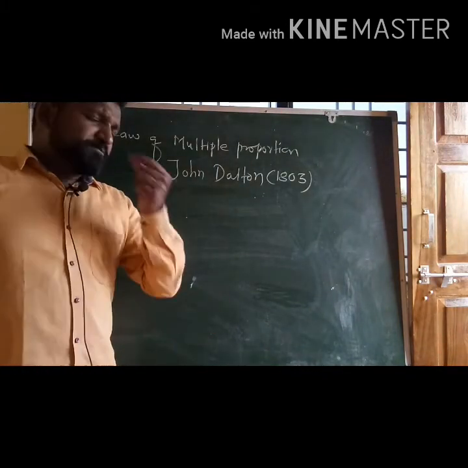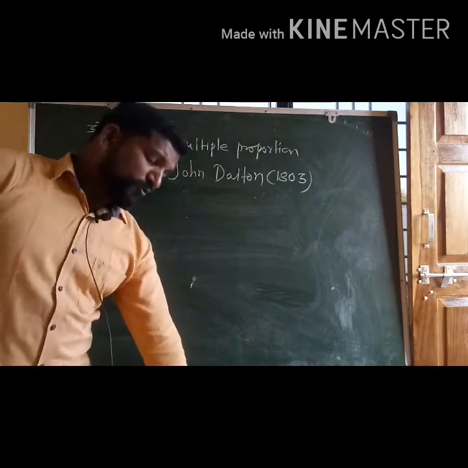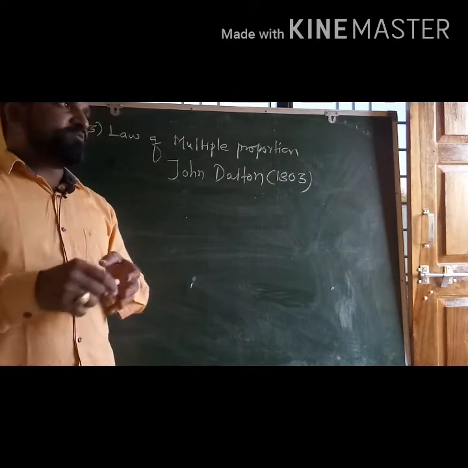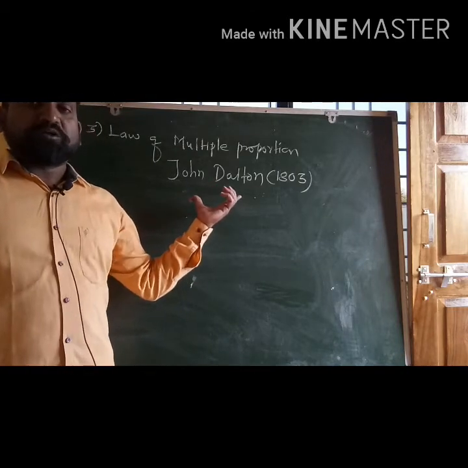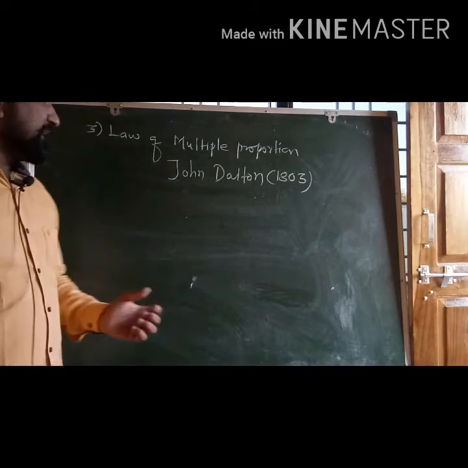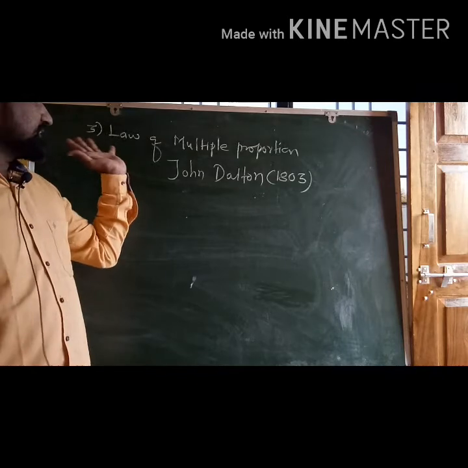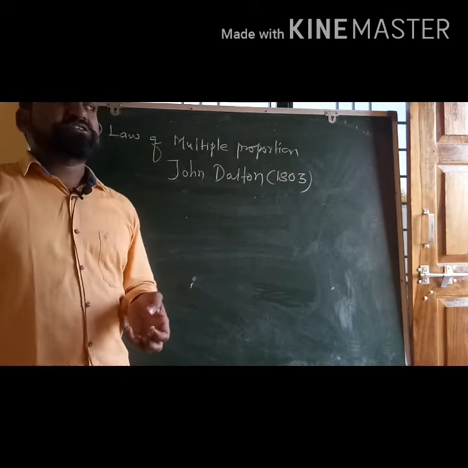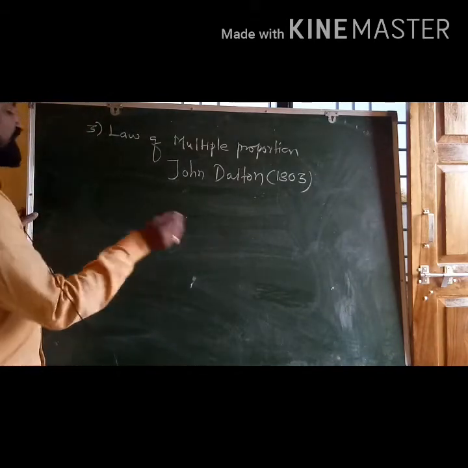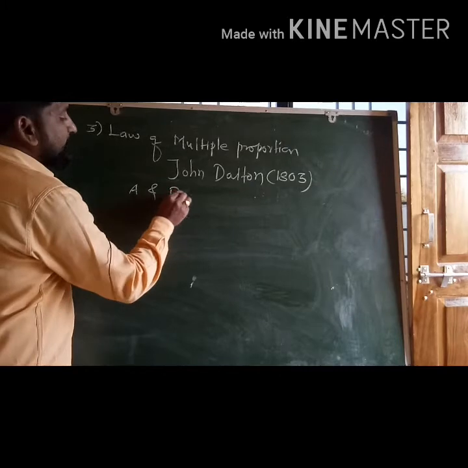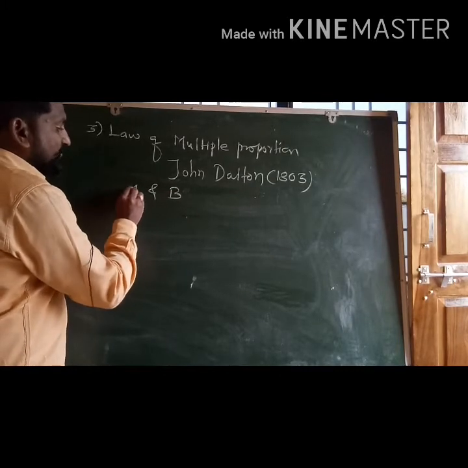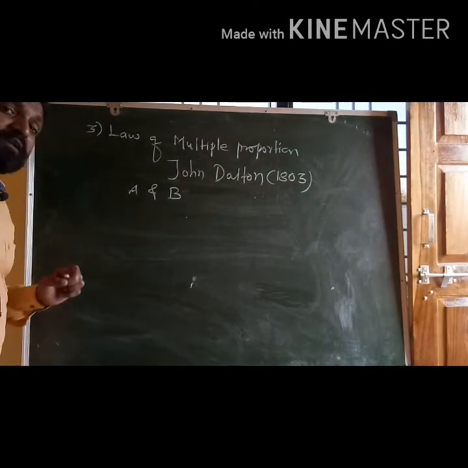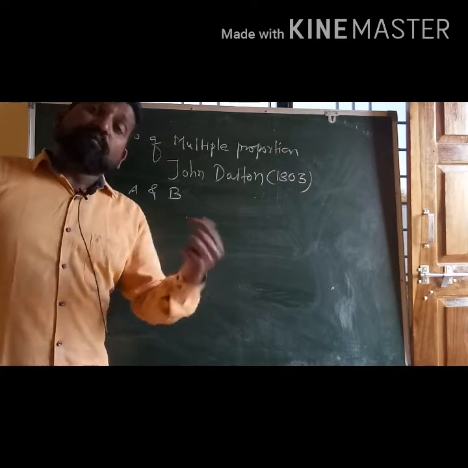Okay, so it is found that two or more elements, when combined together, form more than one type of product. And what happened according to John Dalton in the law of multiple proportion? The statement is like this. In an examination, the statement can be asked. The statement is like this: when element A and element B combine together and form more than one product, what I'm saying? More than one product.